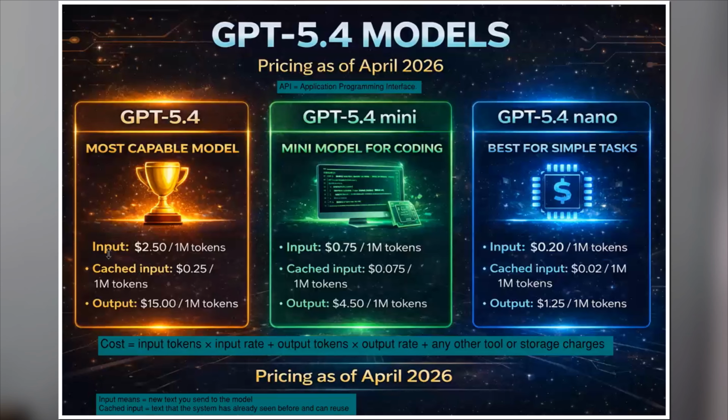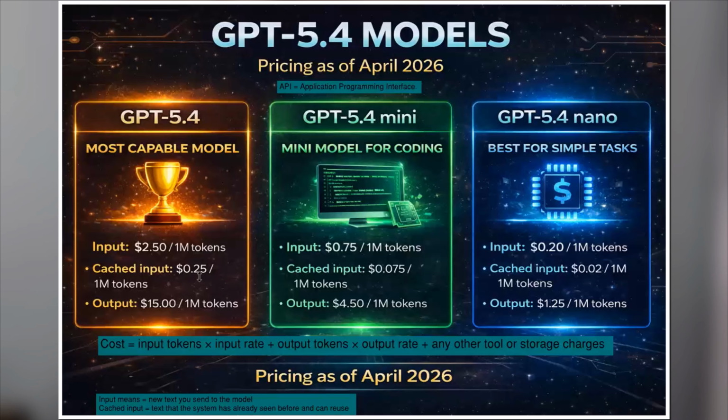Here I also just want to explain the difference between the input and the cached input. The input means new text you send to the model. It's fresh text. But if you use the same text again, so the model has already seen this text before, that's what we call cached input. And the cost is $0.25 per 1 million tokens.